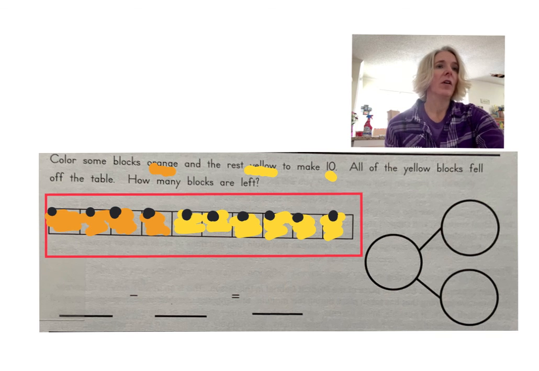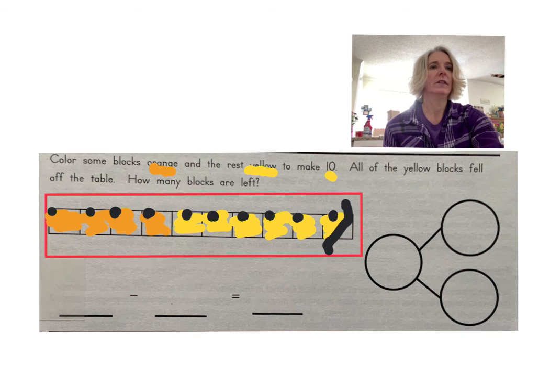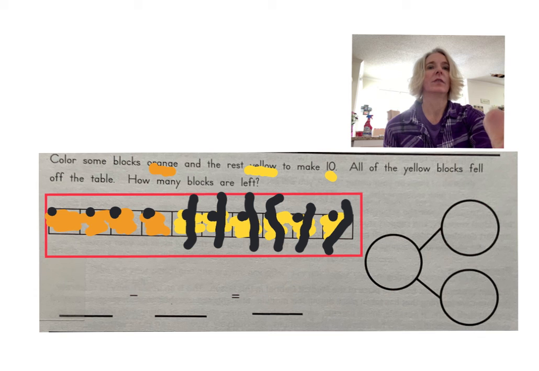Then we have all of the yellow blocks fell off the table. Let's see. 1, 2, 3, 4, 5, 6. How many blocks are left? Let's see. 1, 2, 3, 4. You should have this done on your own activity sheet. I'm going to pause for a minute while you work.